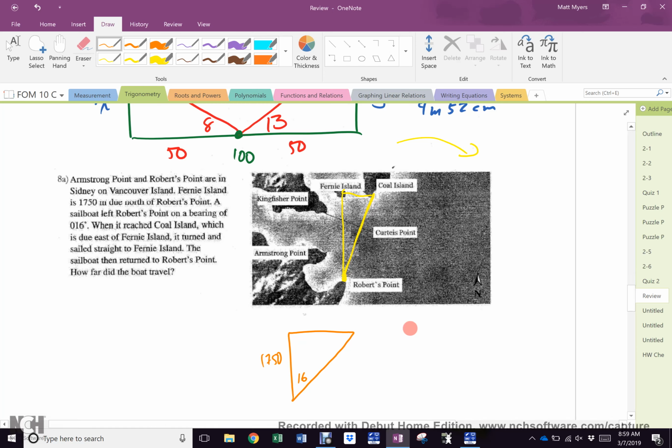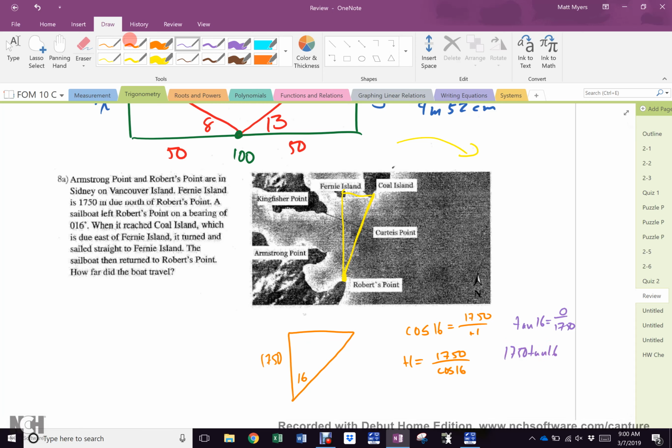So the first thing I would do would be cos 16 equals adjacent over hypotenuse. So hypotenuse equals 1750 over cos 16. Would I go to my calculator now? I wouldn't, because I got to add this all up, and I want the best possible answer. So I'm going to leave that. Here, this side is tan 16 equals opposite over adjacent. So O over 1750. So 1750 tan 16.